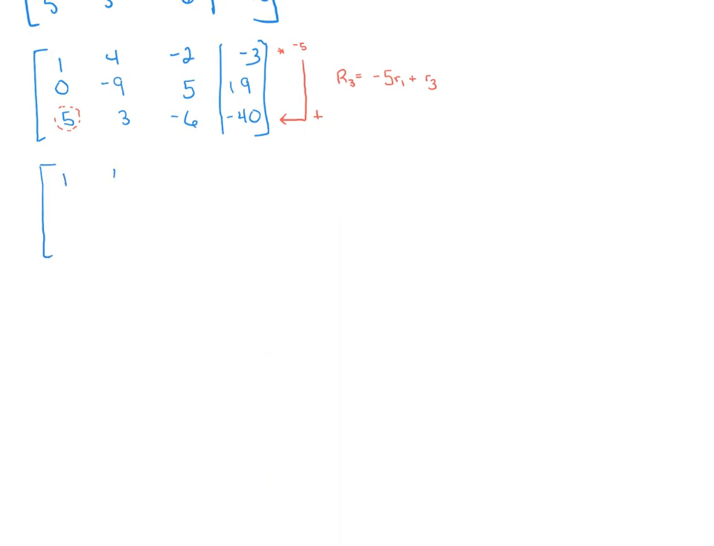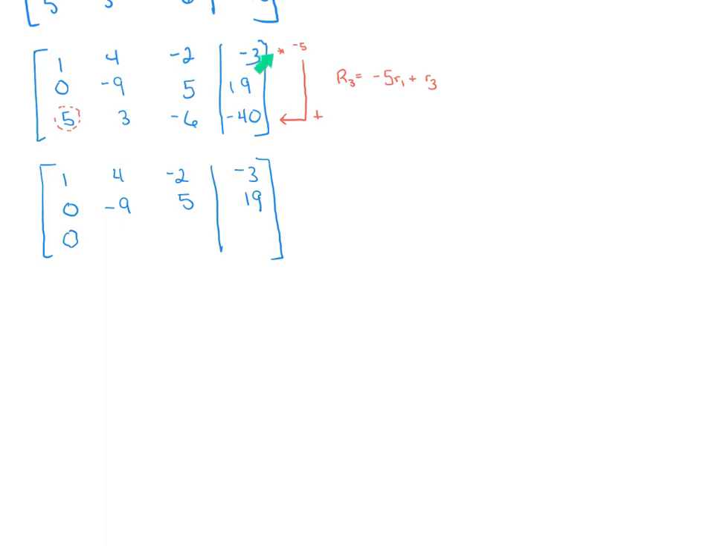Our first row doesn't change. Our second row does not change. Our third row will be the first row times -5 plus the third row. So 1 times -5 is -5 plus 5 is 0. So notice we have the 1 in the column and then zeros below it.